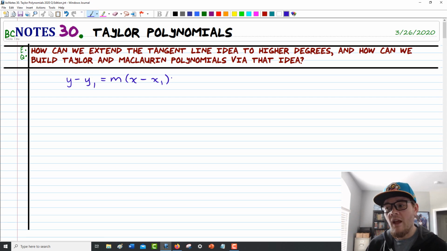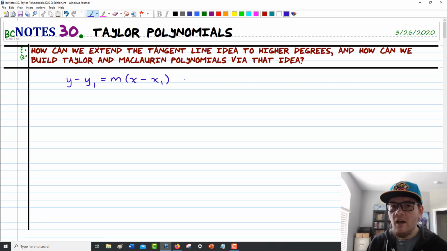If you said it's a tangent line, well, yeah, it could be. That'd be perfectly fine to say. But it's not necessarily, it's not inherently a tangent line. It's just the equation of a line. It passes through the point x sub 1, y sub 1, and it has slope m.